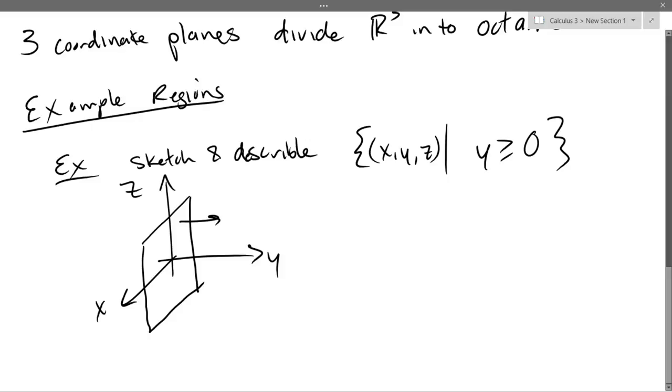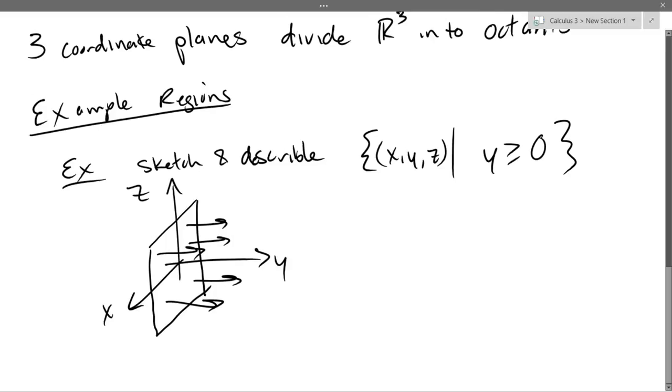So how do we draw that? That's a little bit more tricky. I like to do something like this. So you've got your plane and everything to the right of it. Now, if you really wanted to be accurate, this plane goes forever in every direction.